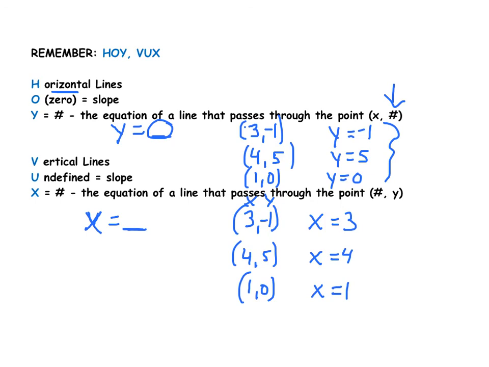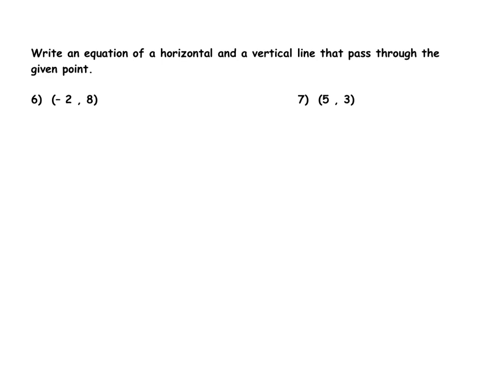Okay? All right, hopefully you've got it. One more slide, I believe. All right, so let's you try this. So write down number 6. You have negative 2, 8. It says write an equation of a horizontal and a vertical line that passes through each point. So for number 6, remember HOY and VUX. So the horizontal line would be, it's a y line, so y equals 8. The vertical line would be x equals negative 2.